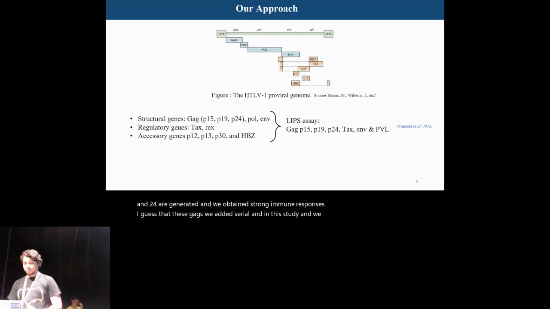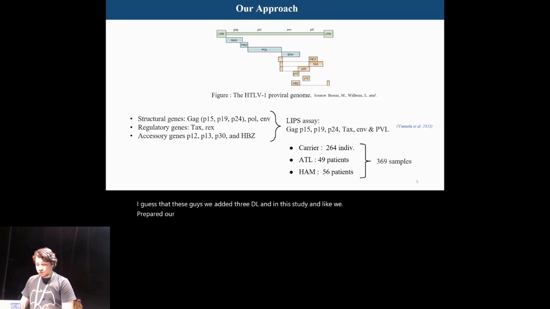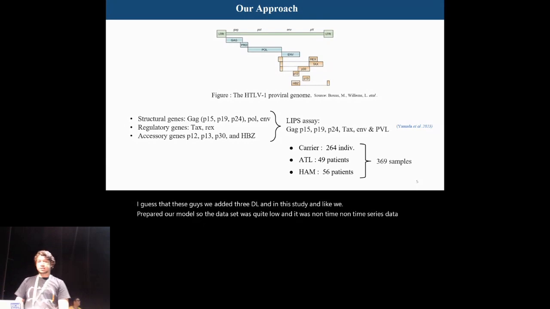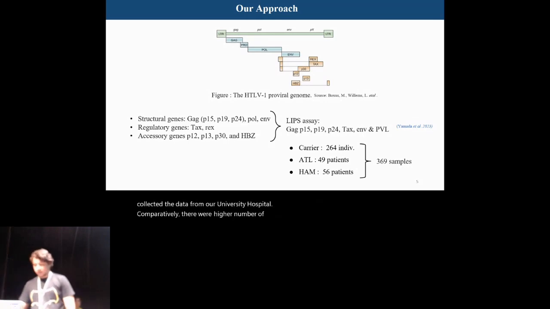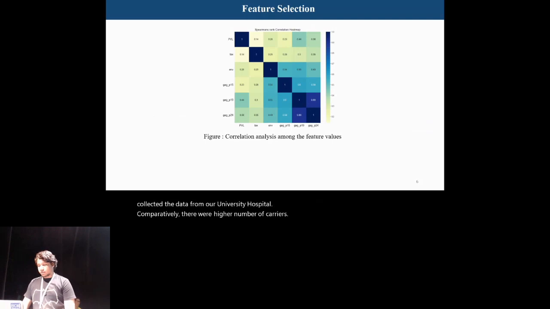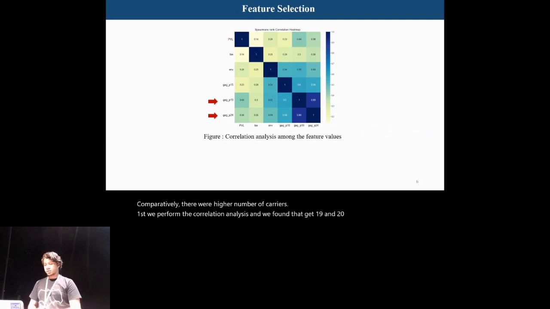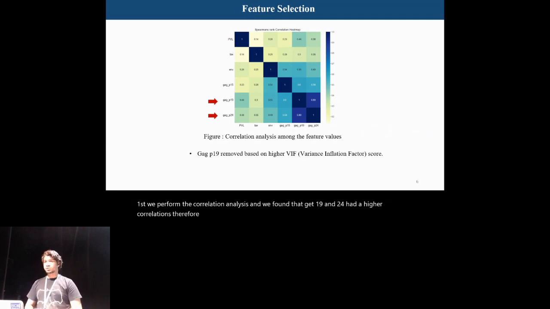We prepared our model. So the data set was quite small, and it was non-time series data, and we collected the data from Kumamoto University Hospital. Comparatively, there were a higher number of carriers. First, we performed the correlation analysis, and we found that GAG P19 and P24 had a higher correlation. Therefore, based on the VIF score, we removed P19.